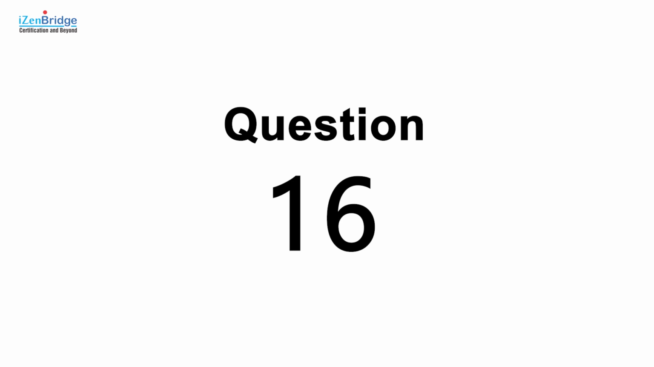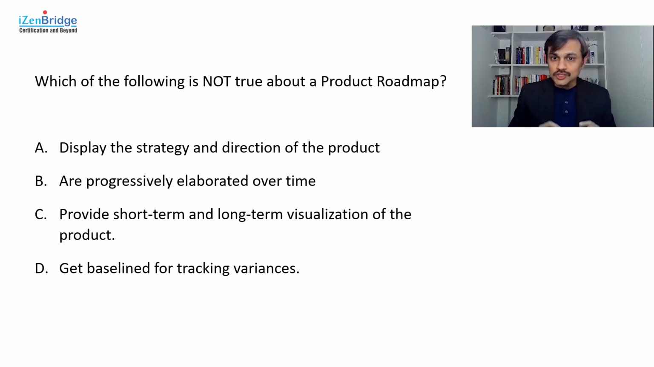Question 16. Which of the following is not true about a product roadmap? Not true. Let's look at the options. Display the strategy and direction of the product. Are progressively elaborated over time. Provide short-term and long-term visualization of the product. Get baseline for tracking variances.